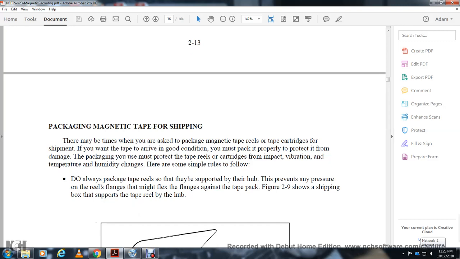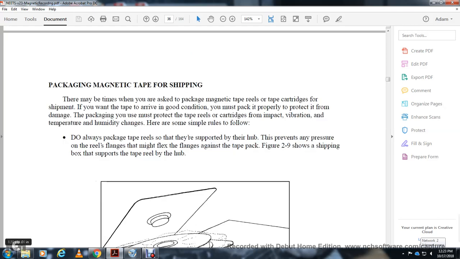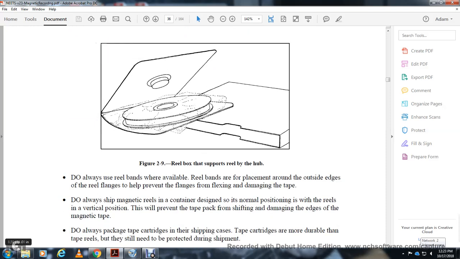Do always pack the tape reel with support, to prevent any pressure on the reel flanges, which could bend the flanges. Pack the tape as in figure 2.9 for shipping, with the tape reel on the hub. Do always use the reel bands available. The reel bands are placed around the outside of the reel flange to help prevent the flange from flexing and damaging the tape.